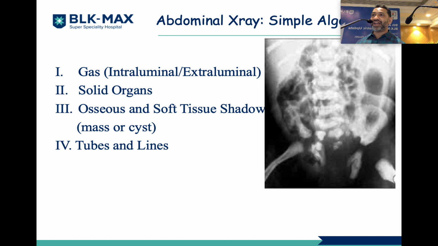Number 1 is the gas pattern. Number 2, how the solid organs are looking. Number 3 is the osseous and soft tissue shadows. And number 4 is the tubes and lines, because most of these patients are in the critical care unit and they are with tubes and lines. So you should always try to look for all these 4 important things whenever you are interpreting an abdominal X-ray.